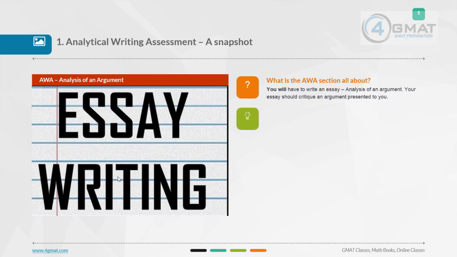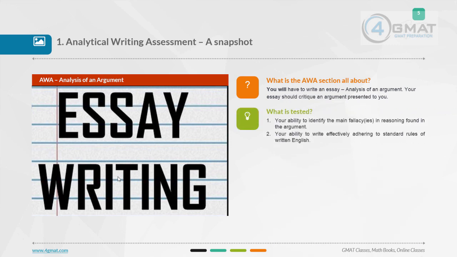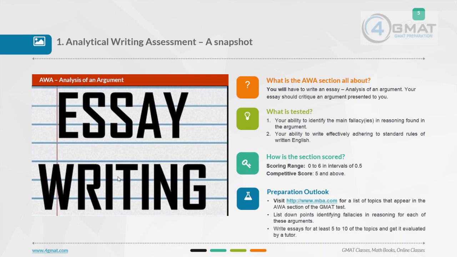So what you are expected to do is basically find out the fallacy or fallacies in reasoning made by the author, and write a simple essay critiquing that, which adheres to the standard rules of written English. No fancy stuff. Usually an essay written for the AWA section will be about 300 to 350 words, not necessarily very long ones. Don't need to use any flowery language. How is this section scored? Scored on a range of 0 to 6, as I mentioned earlier, and in intervals of 0.5.